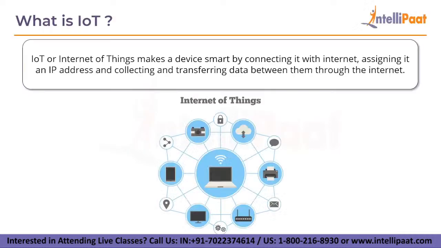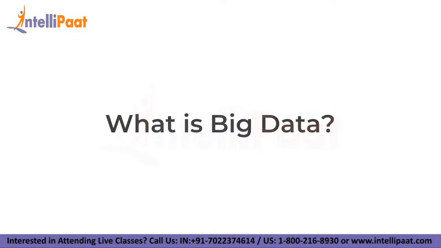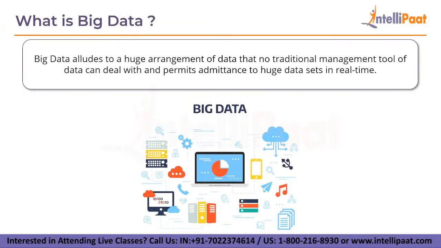What is IoT? IoT or Internet of Things makes a device smart by connecting it with the internet, assigning it an IP address and collecting and transferring data between them through the internet. IoT makes a device smart by making it capable of taking decisions by interacting with the environment. Now let's talk about what is big data. Big data alludes to a huge arrangement of data that no traditional management tool can deal with. Big data is in this way an idea that permits admittance to massive datasets in real time.